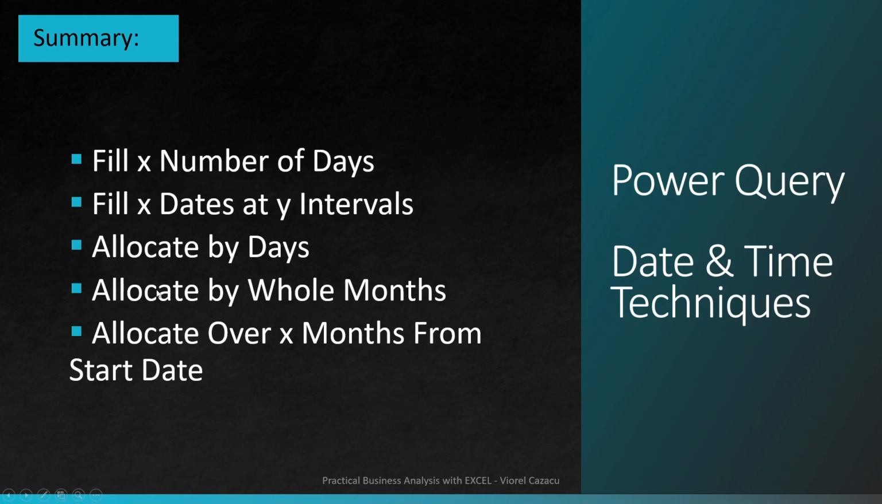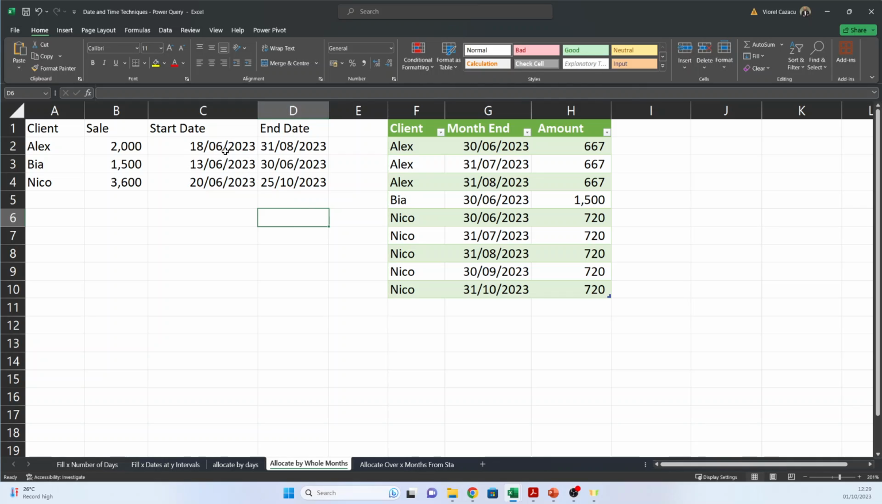The next challenge would be to allocate by whole month the same amount. So each month of the interval will receive the same amount. This is the final outcome.